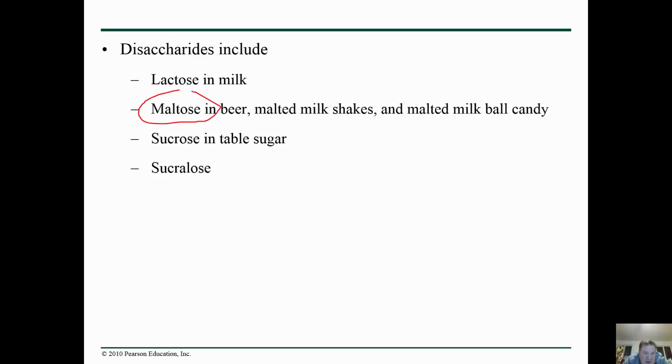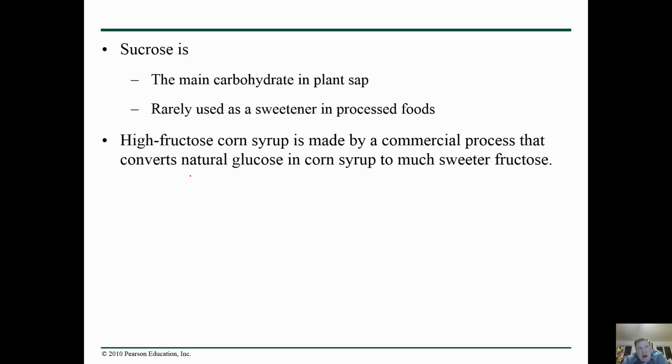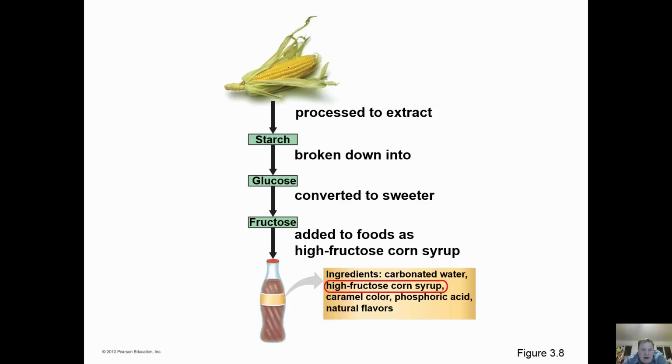If we increase the size of that sugar, we have maltose, which we see in malted milk and malted barley. Sucrose is table sugar. Sucralose is an alternate form of it that's not digestible by anyone, even bacteria, so that even though it tastes sweet, you can't digest it. And we're going to move on from there.